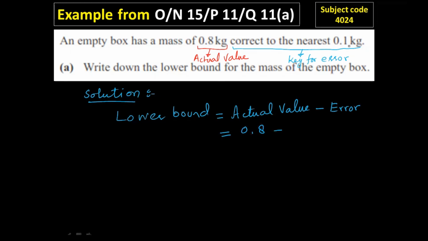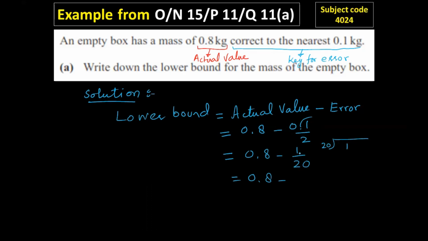So 0.1 divided by 2. 0.8 minus 1 over 20. This is paper 1, so don't use a calculator. 1 over 20: when you remove the decimal, 0.1 divided by 2 is multiplied by 10, so it will be 20 here. 0.8 minus 1 over 20.